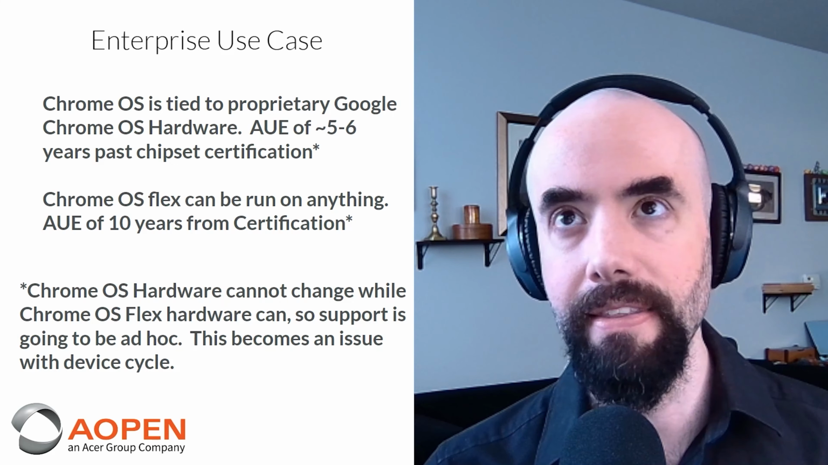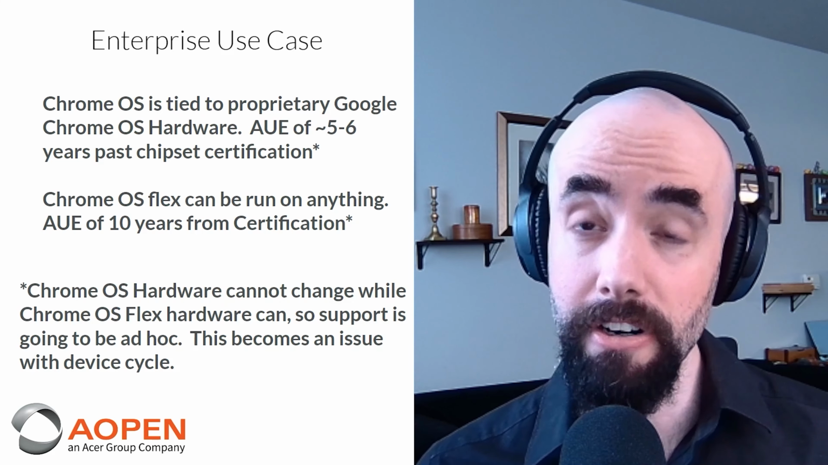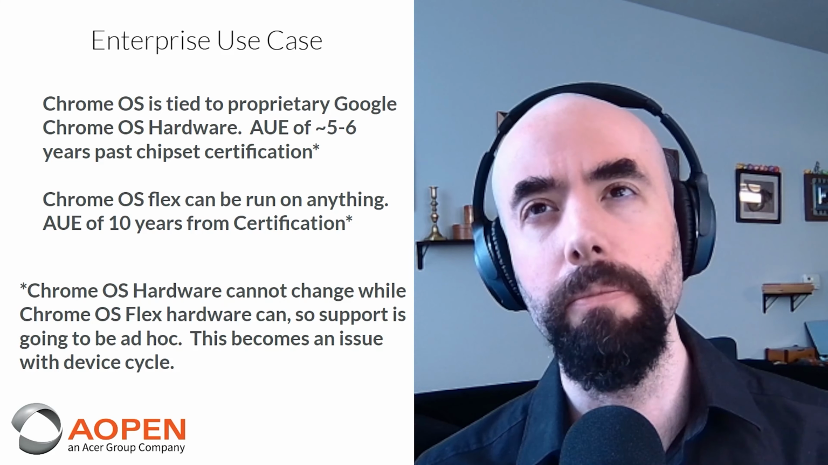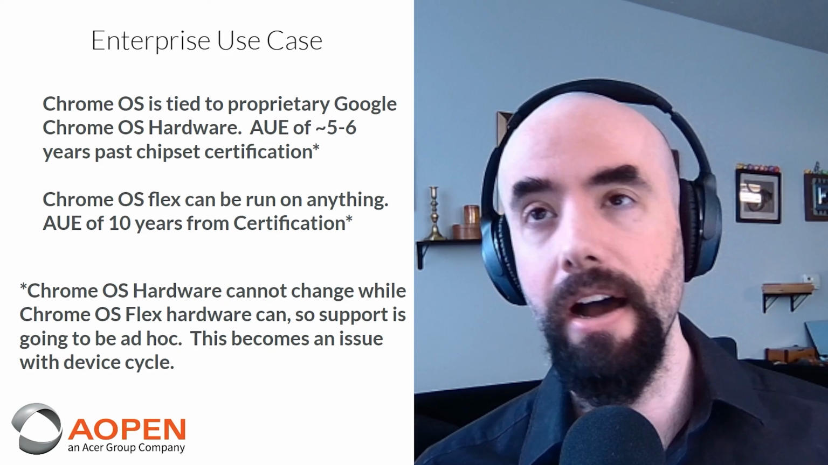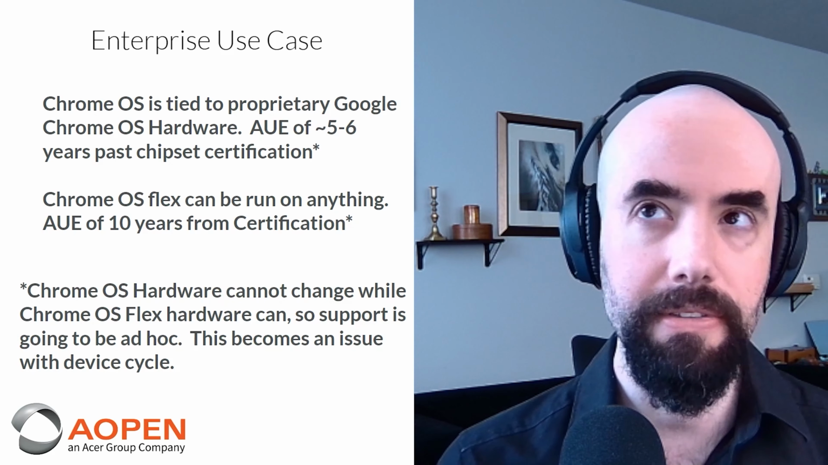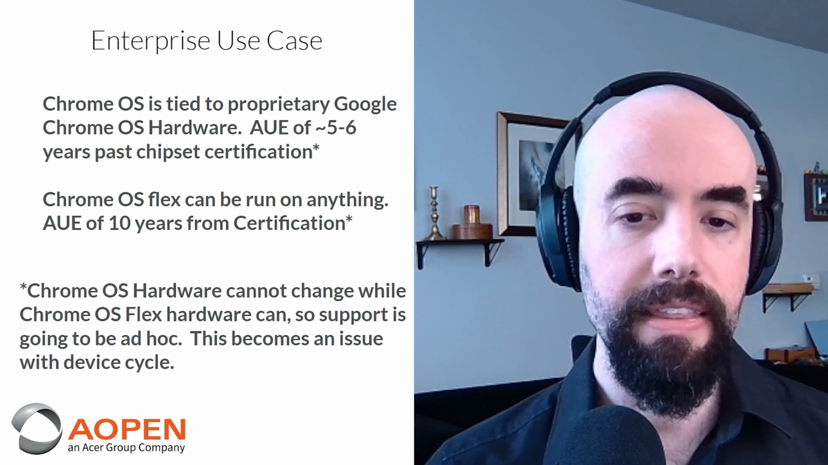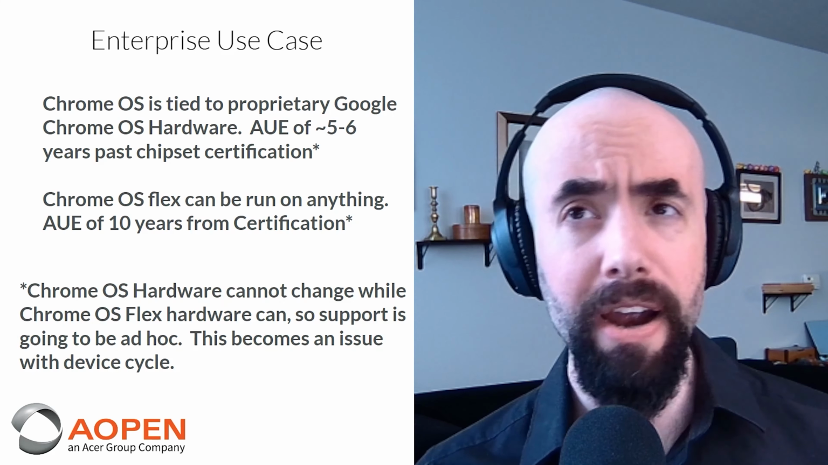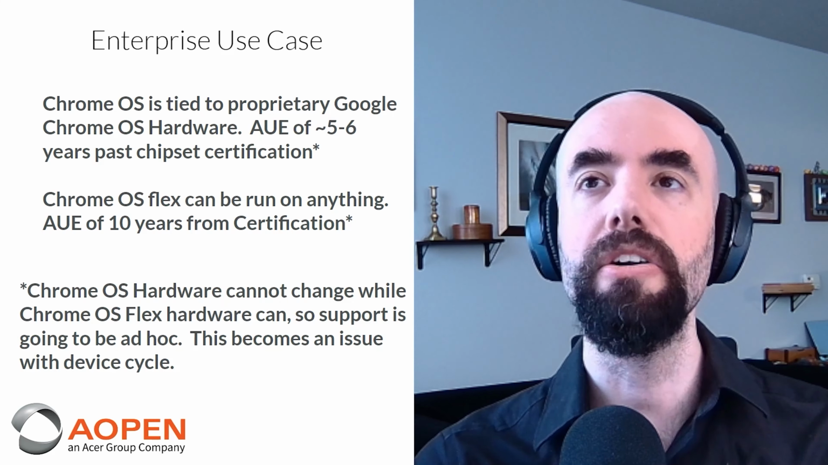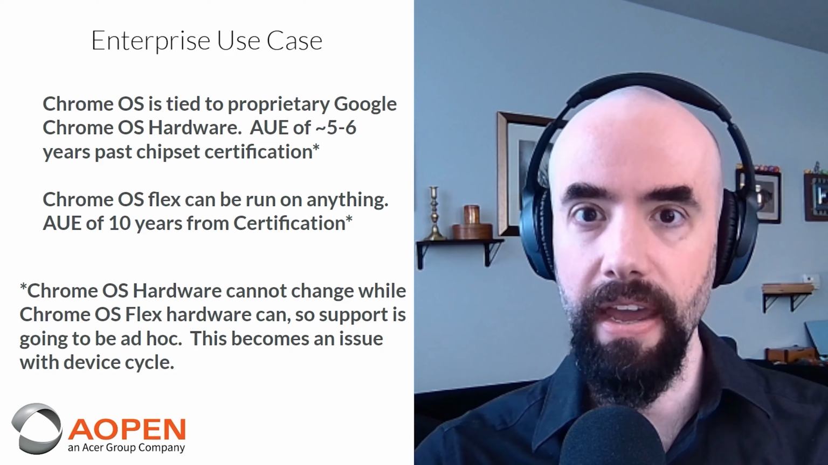Number one is their main claim to fame, this new AUE of 10 years from the point of certification, right? So presumably you put in a project on Chrome OS Flex on a certified device, and you can get support from the Chrome OS Flex team for 10 years. So how does Google actually manage this, right? The main thing you've got to know about Chrome OS and its support structure is, as I mentioned, the proprietary hardware cannot be changed. That's why Google can basically say, we'll definitely support this product for 5 to 6 years with the AUE, right?